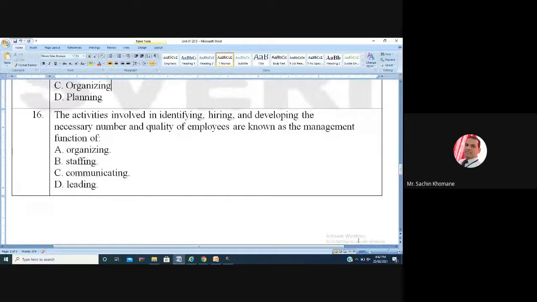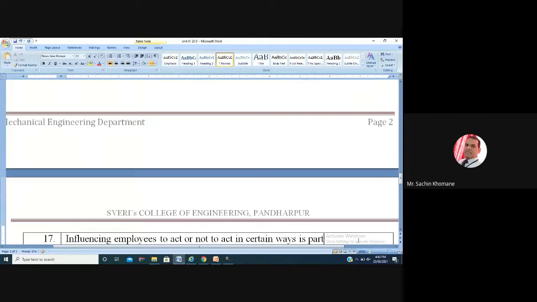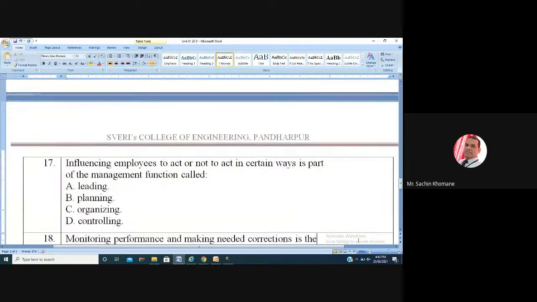We have 2-3 questions again. The activities involved in identifying, hiring, and developing the necessary number of quality employees. So now recruitment of people. कुठलं फंक्शन असणार आहे? Staffing. Staffing means recruiting or HR's role. Very simple. Those who understood the functions of a manager can easily answer such questions.